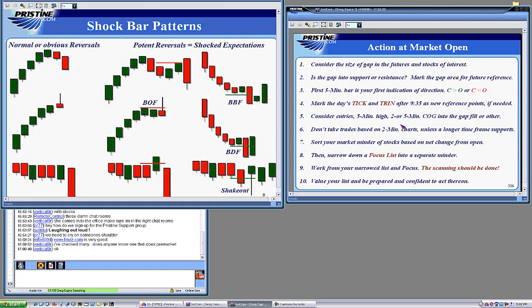Consider your entry points based on what we've talked about. Don't take trades from 2-minute charts unless you got your bias from a higher time frame. Sort your minder. Net change from open. You want to set up your minder with change from yesterday's close and change from today's open. So you've got those 2 columns. And what is trading above yesterday's close and above today's open? 2 green columns, those are going to be your strong stocks. The ones with 2 red columns obviously are your weak ones.